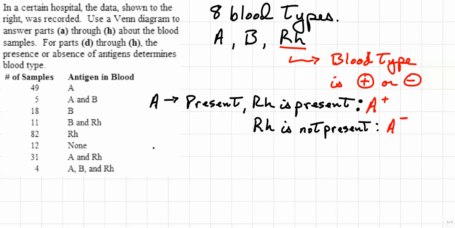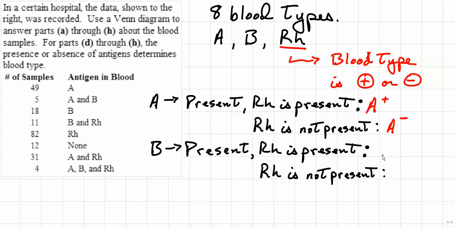Now, if B is present, we have 2 options. RH is present and RH is not present. So if RH is present, then we will be looking at B positive. If RH is not present, then we're looking at B negative.